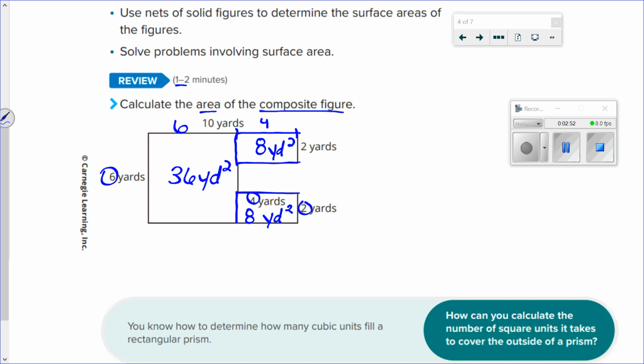Now how do I find the area of the total composite figure? I'm going to add them together. So I have 36. What is 8 plus 8? 16. So 36 plus 16 is 52 yards squared. Does anybody have any questions about how we found the area of that shape? All right, let's look at the next page.